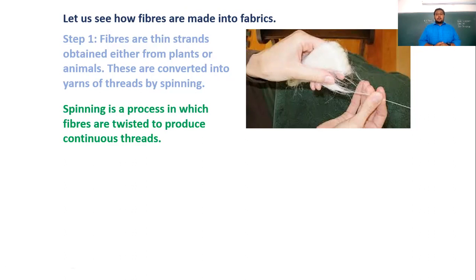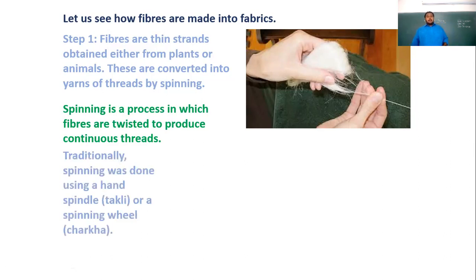Spinning is the process. What is spinning? Spinning is the process in which fibers are twisted to produce continuous thread. We are producing a thread from the fibers by the spinning method. It is a process in which fibers are twisted to produce continuous thread.